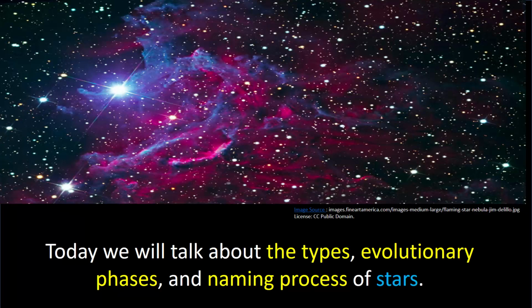Your English teacher will faint if your paper starts with, "In this paper, I'm going to tell you about stars." But you can be that direct in a speech. It is perfectly acceptable to have your thesis say, "Today we will talk about the types, evolutionary phases, and naming processes of stars." The only danger in that is that you have to change the verb tense when you repeat the thesis in the conclusion. Your thesis at the conclusion will be past tense. Today we talked about the types, evolutionary phases, and naming process of stars.